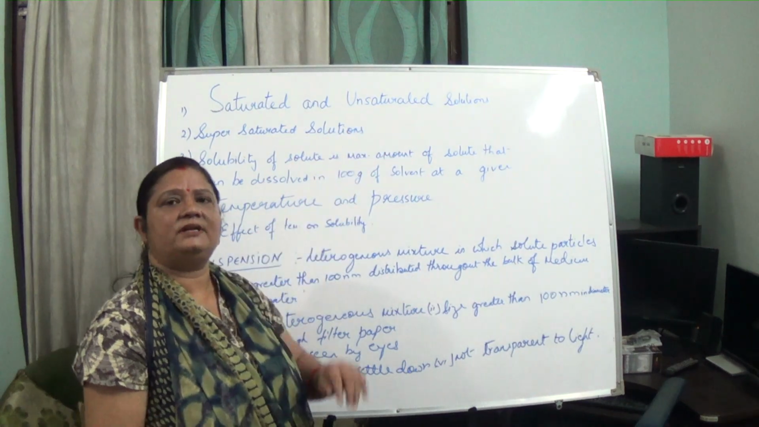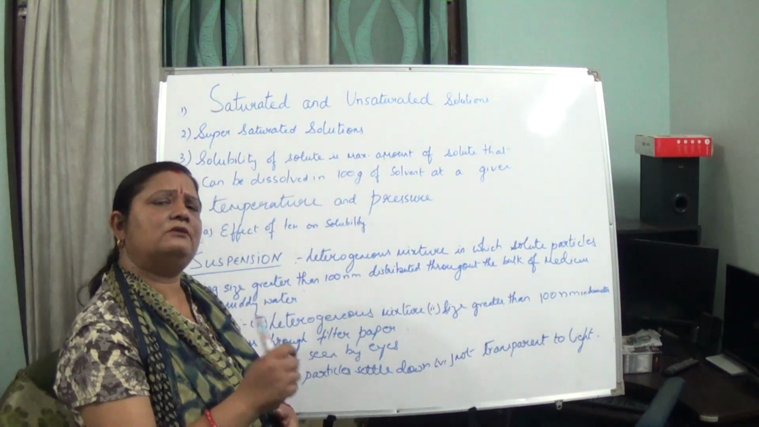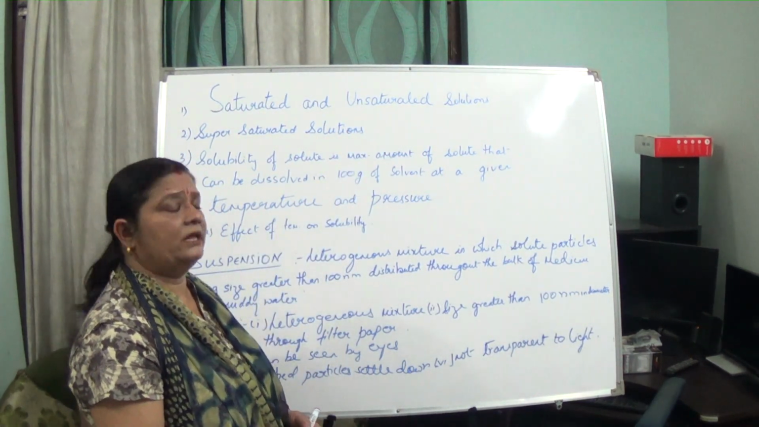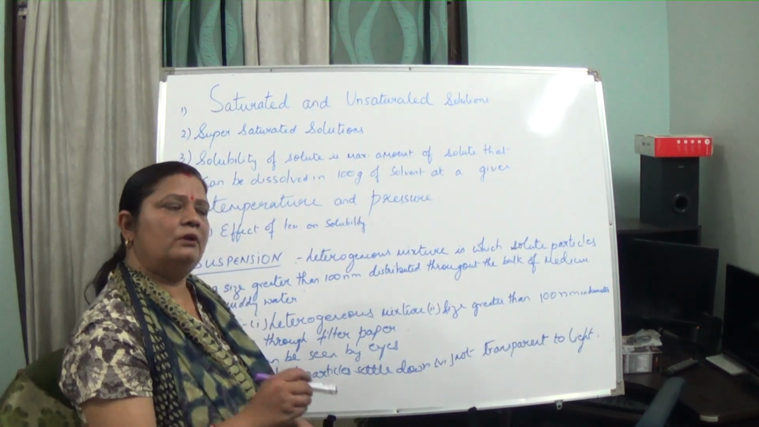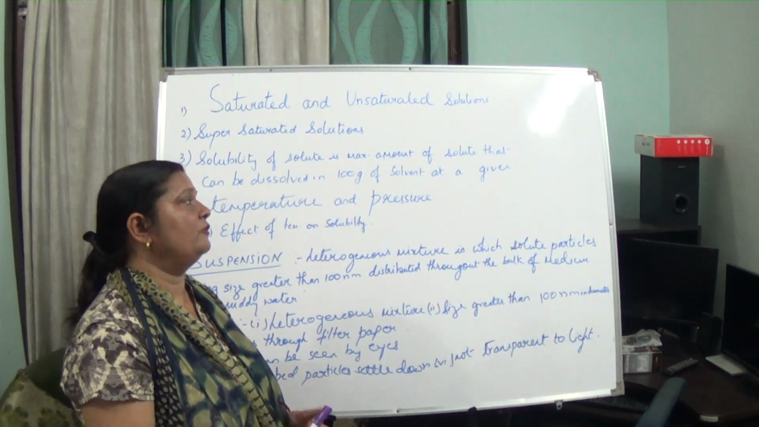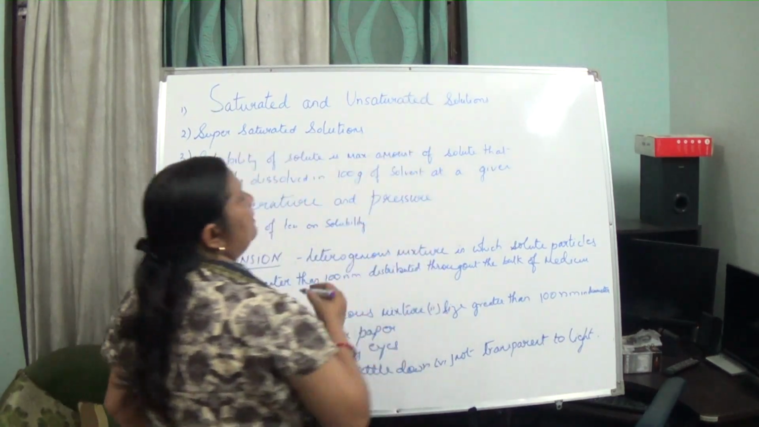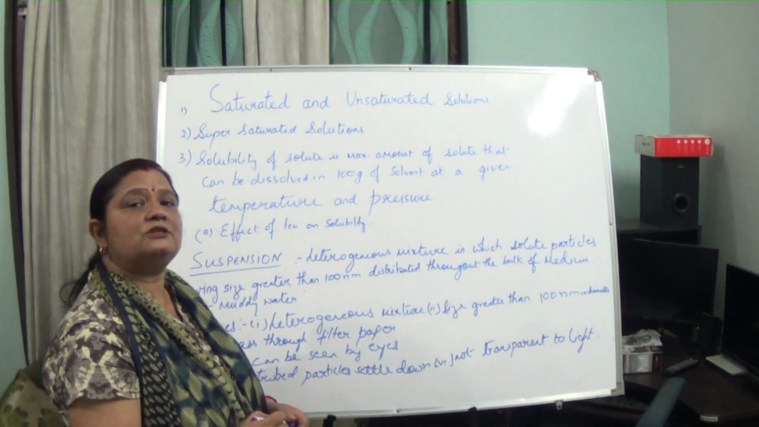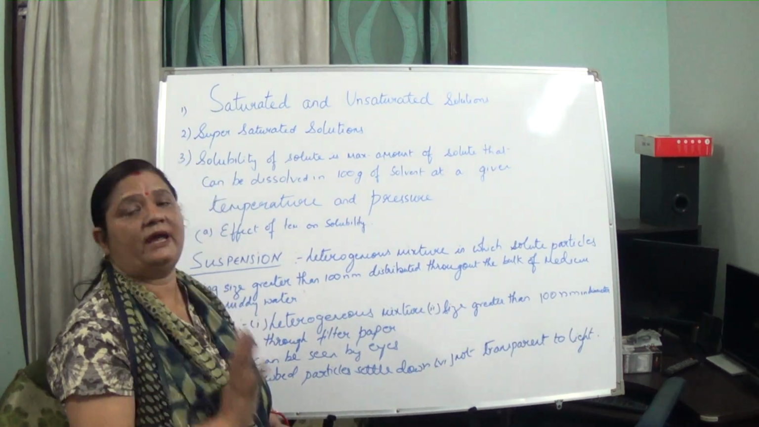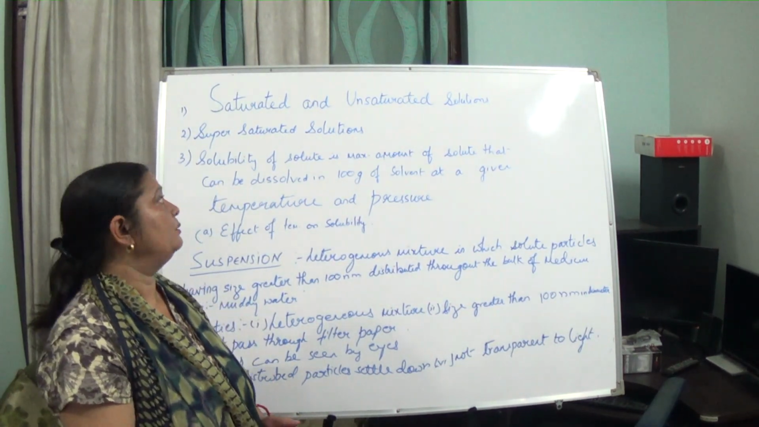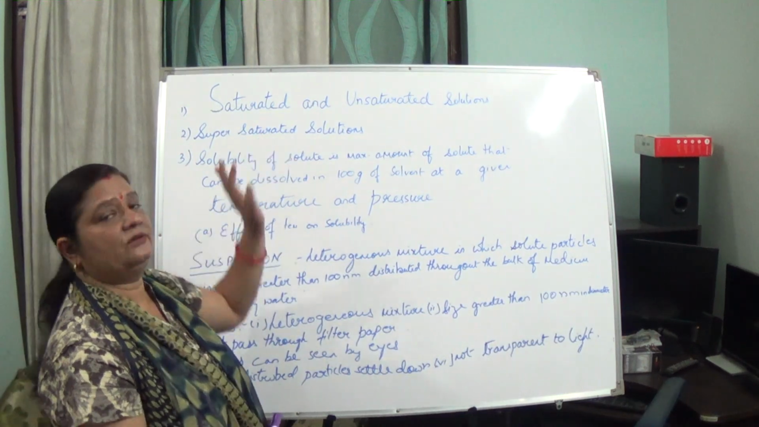In an unsaturated solution, suppose you can dissolve 3 or 4 spoons of sugar in the water, but you are dissolving only 1 spoon of sugar. So what does it become? At that time it becomes an unsaturated solution, because more amount of solute can be added in that solvent. Okay. Now come to supersaturated solutions.